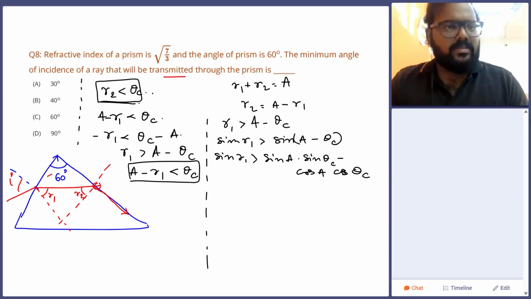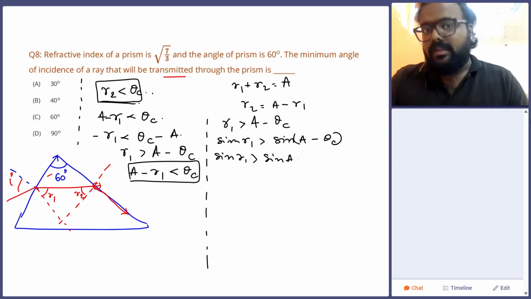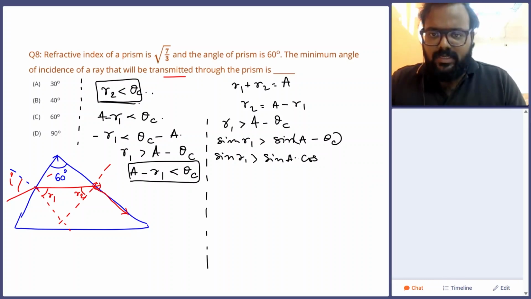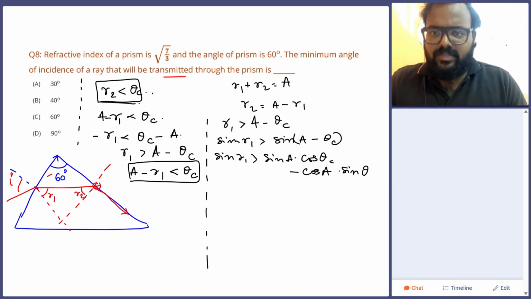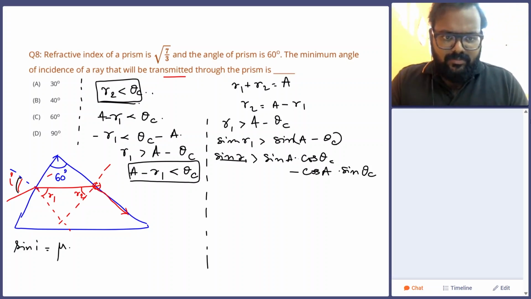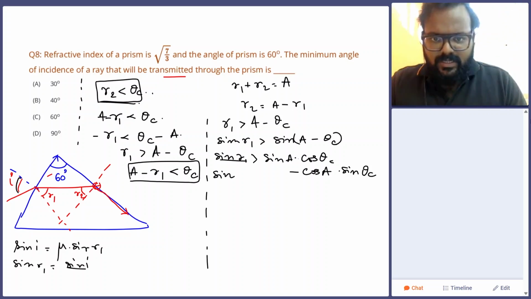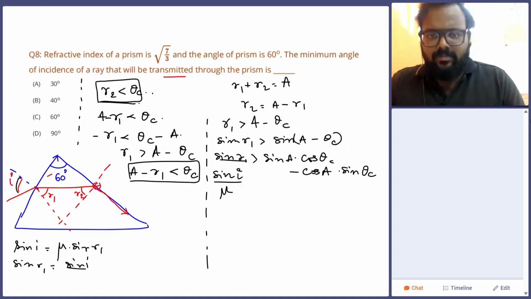Now is this sine or cos? Wait a minute, there's a problem. It should be cos. Sine A cos B minus cos A sine B. Yeah, sine A cos theta C minus cos A into sine theta C. But look at this here. Now, if you apply Snell's law, sine I must be equal to mu times sine R1. So sine R1 is sine I by mu.